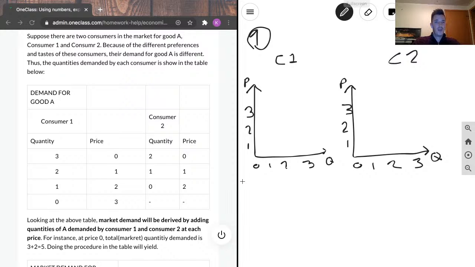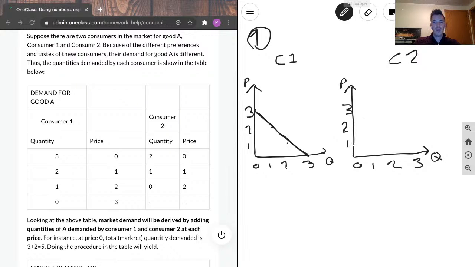So for this first consumer, when the price is 0, the quantity demanded is 3. When the price is 1, the quantity demanded is 2. Price is 2, quantity demanded is 1. And price is 3, quantity demanded is 0. So their demand curve is going to look like this.